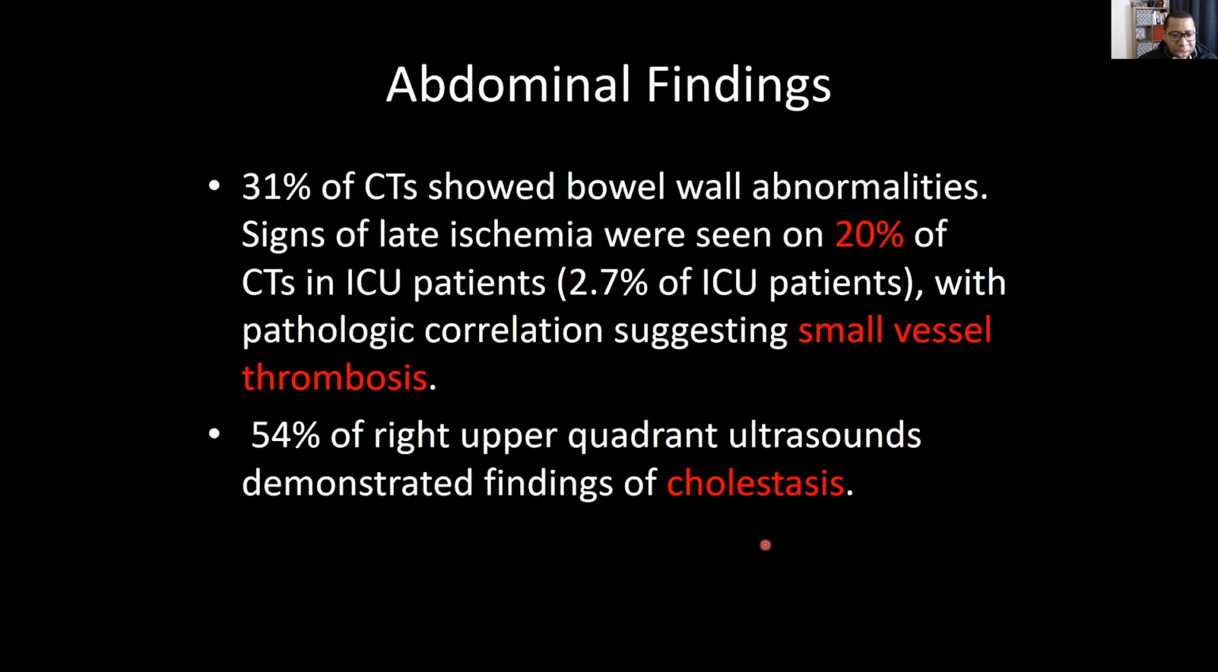So 31% of CTs showed bowel abnormalities. And late signs of ischemia were seen in 20% of CTs in ICU patients, with pathologic correlation suggesting small vessel thrombosis.